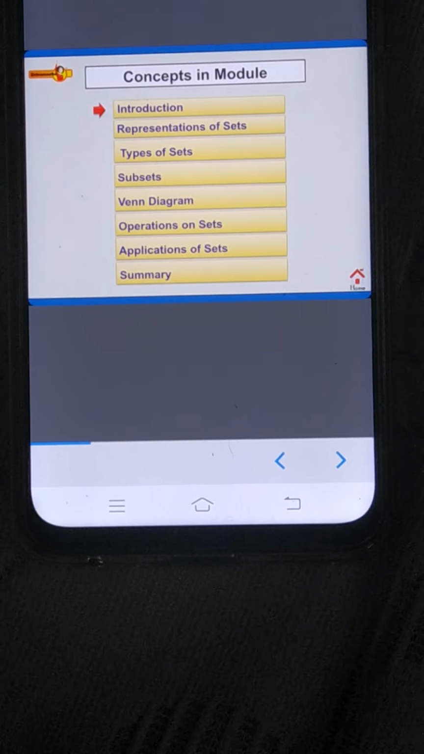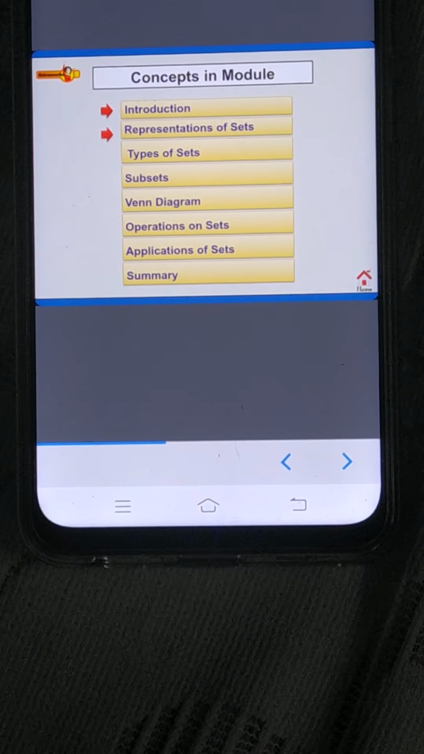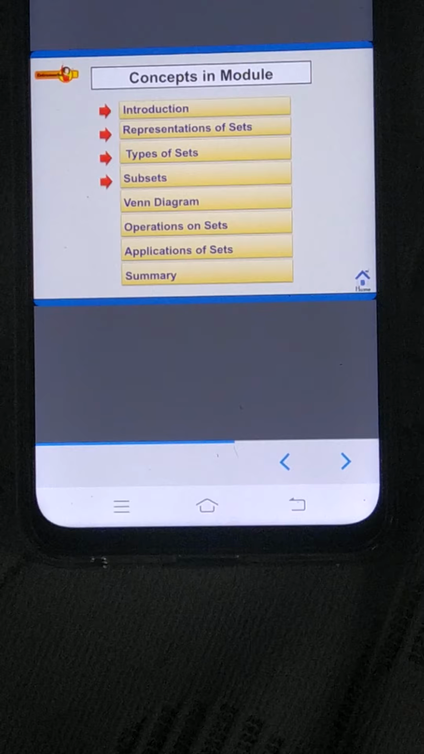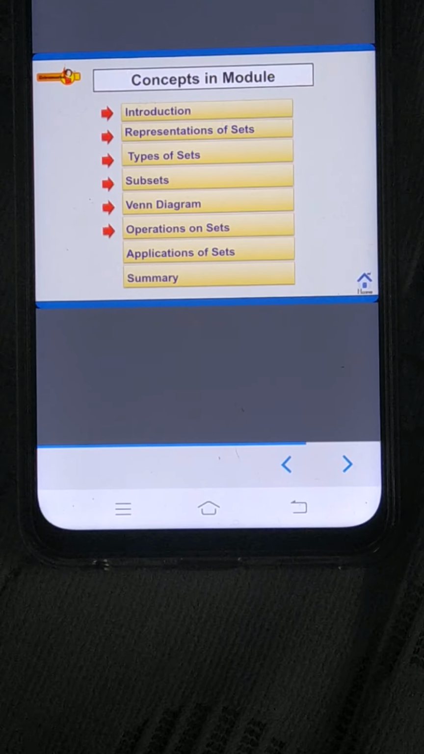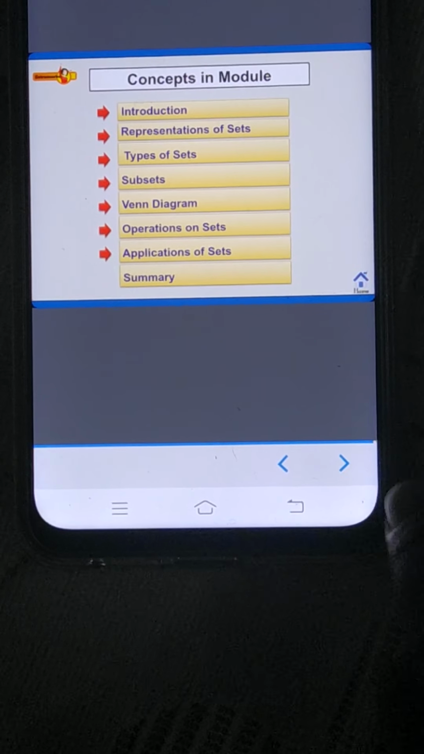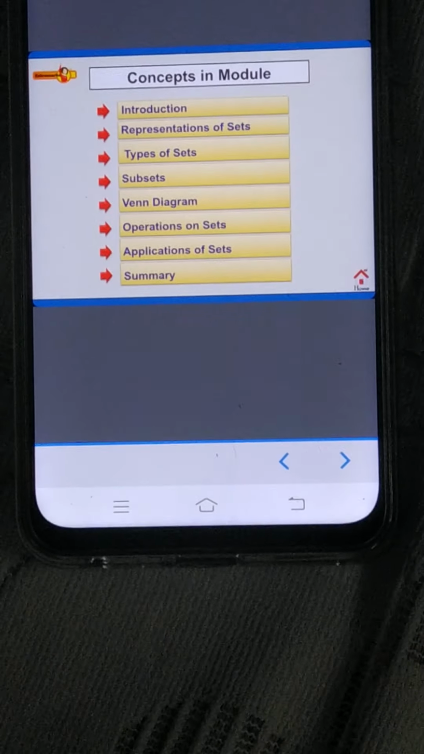First, we will introduce the sets. Thereafter, we will learn about the concepts, representations of sets, types of sets, subsets, Venn diagram, operations on sets, and applications of sets. At the end, we will summarize all the concepts discussed in this module.